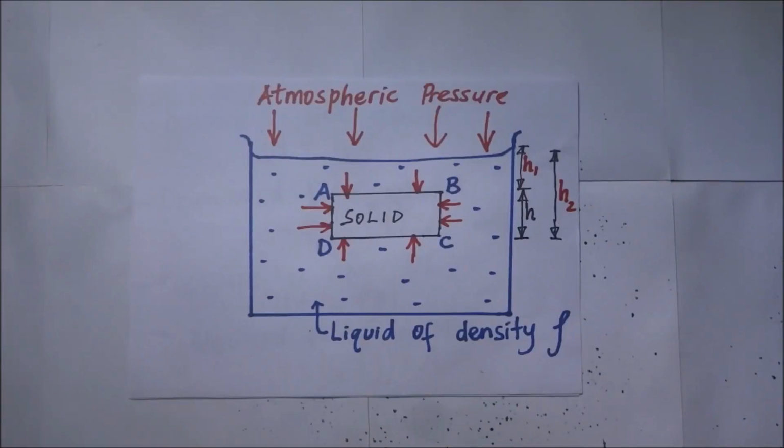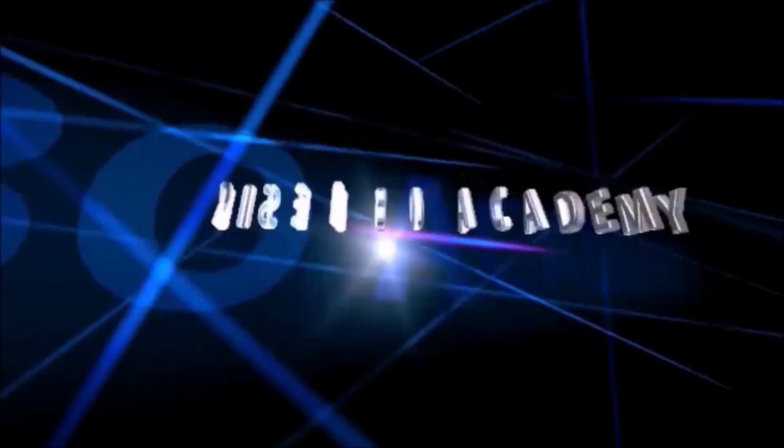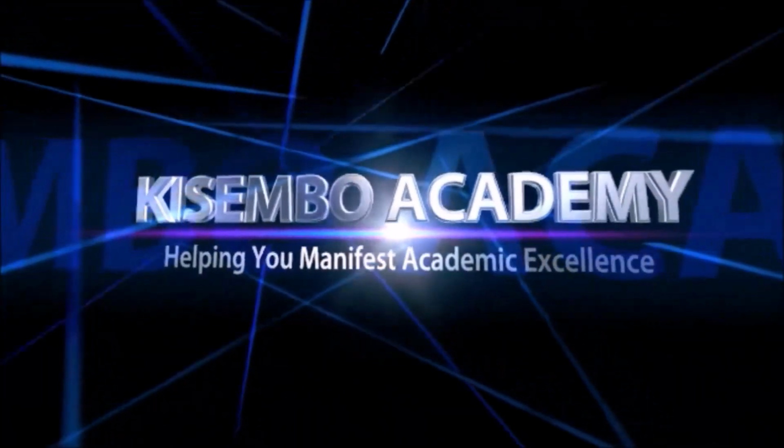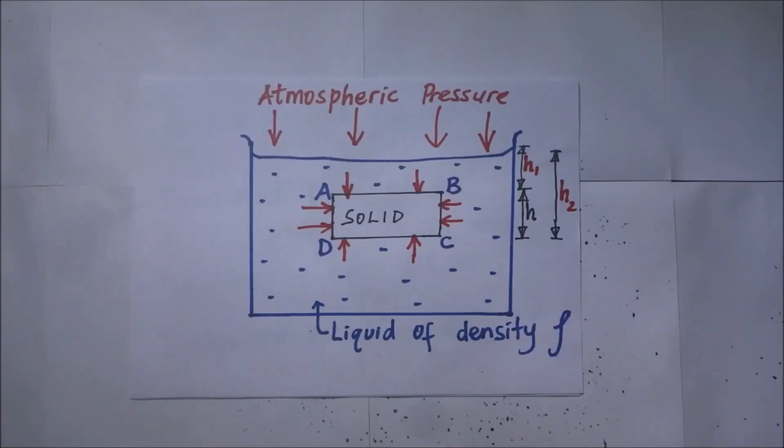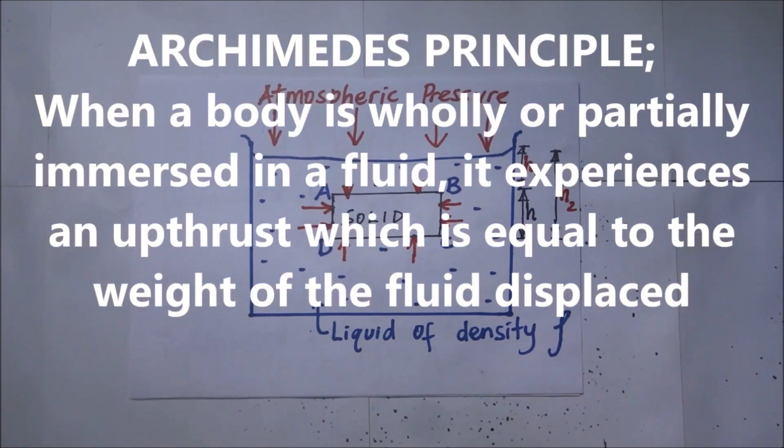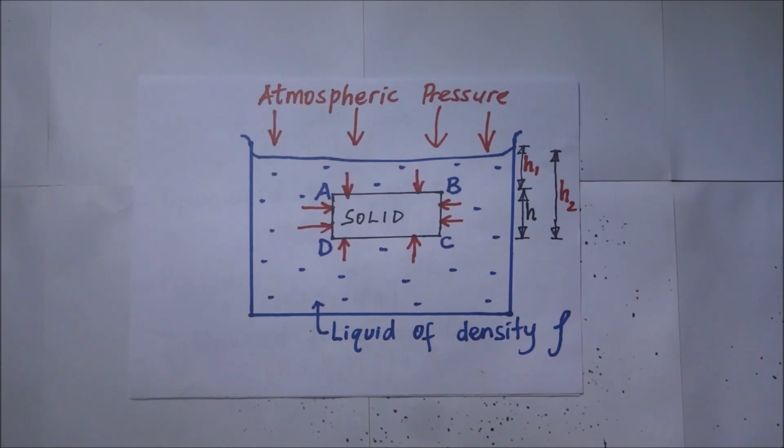In today's session, we are going to explore the proof of Archimedes' principle. Now, like we have been discussing earlier, Archimedes' principle simply states that when a body is wholly or partially immersed in a fluid, it is going to experience an upthrust, and that upthrust is equivalent to the weight of the fluid that has been displaced.